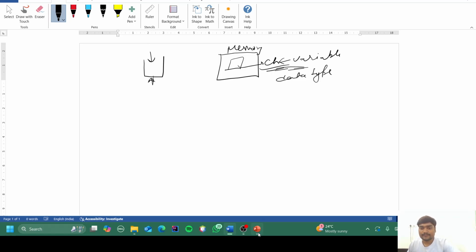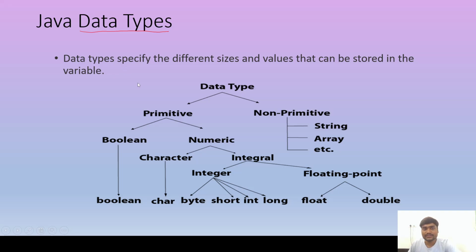If you see the types of data, there are basically two types, primitive and non-primitive. Okay, what does it mean to be primitive and what does it mean to be non-primitive? Basically, primitive data types are those data types whose size is already defined, and non-primitive data types are those data types whose size is determined by us.